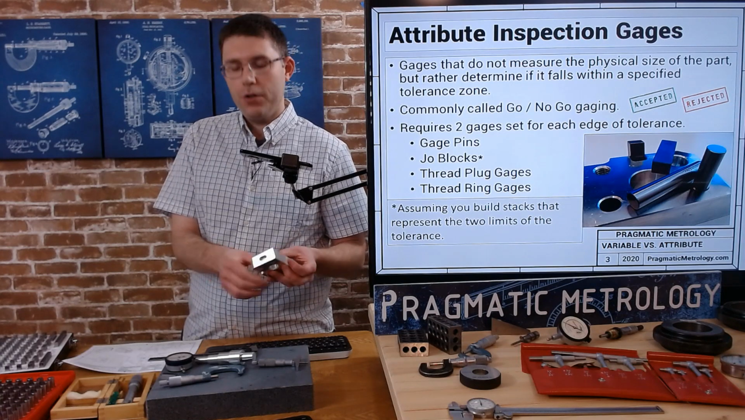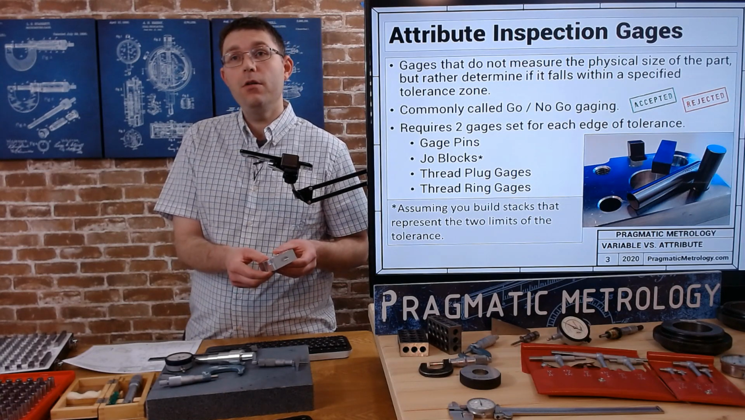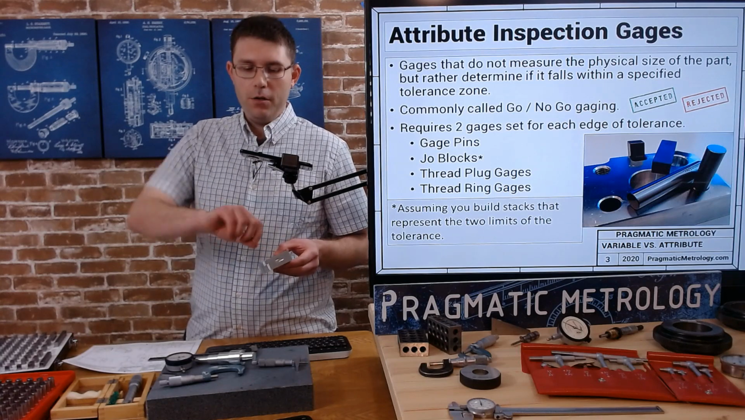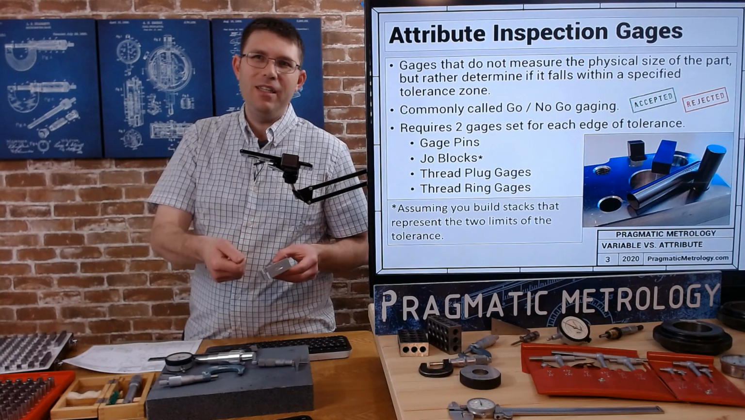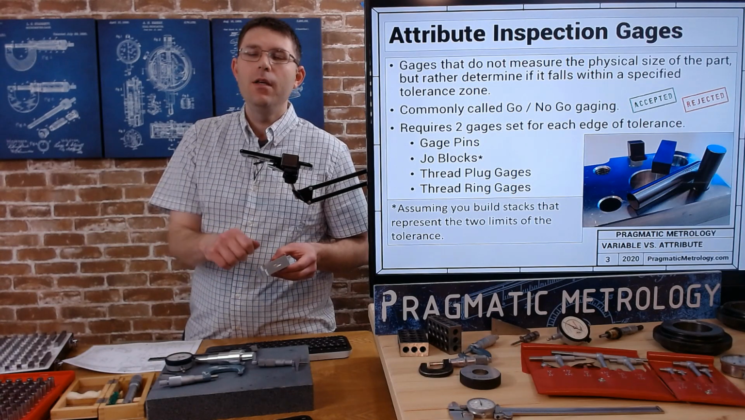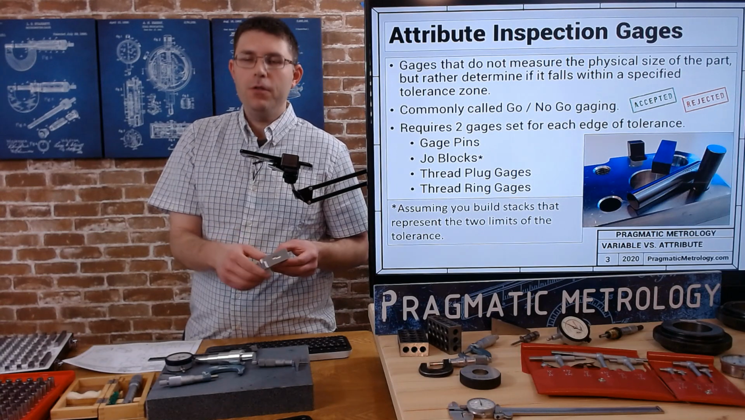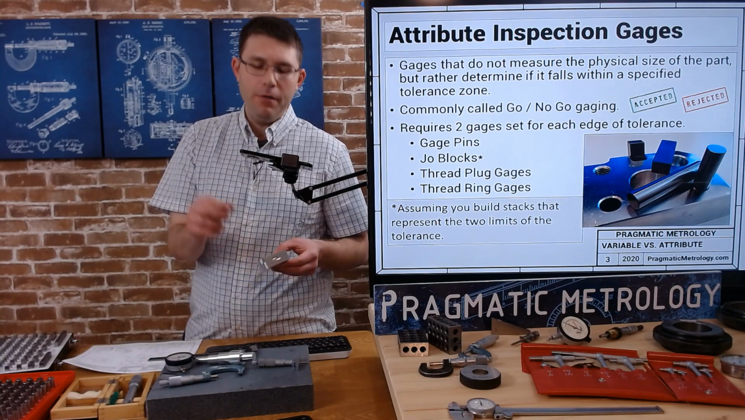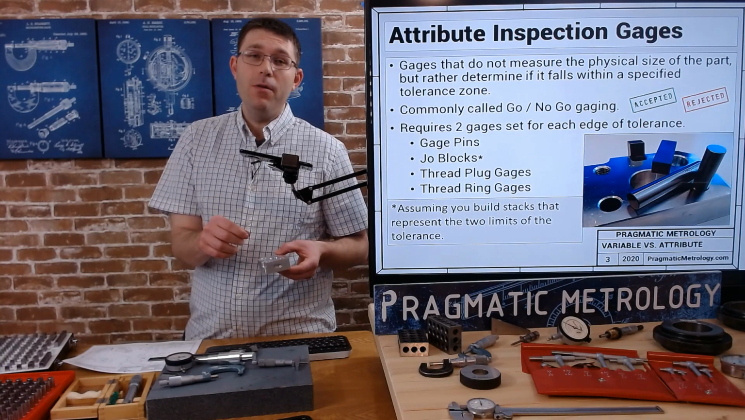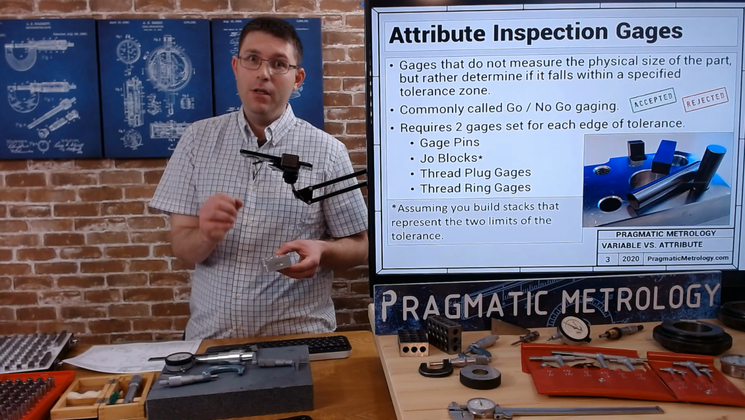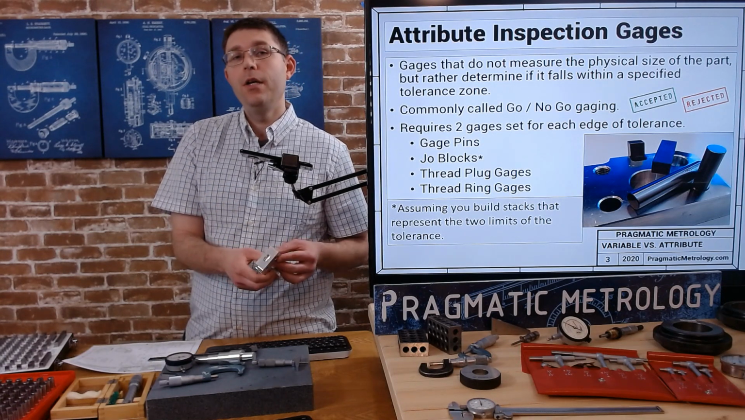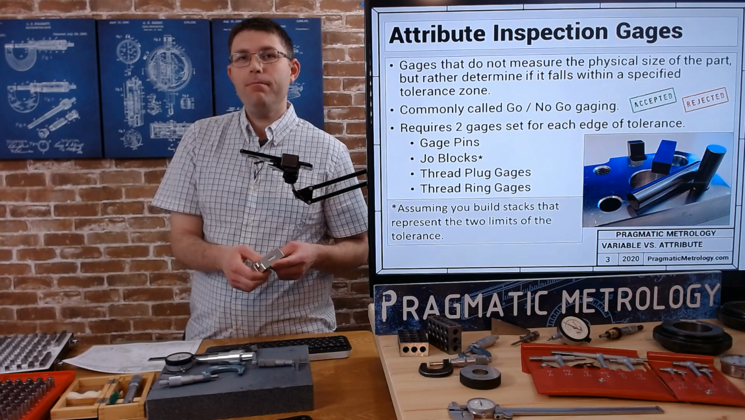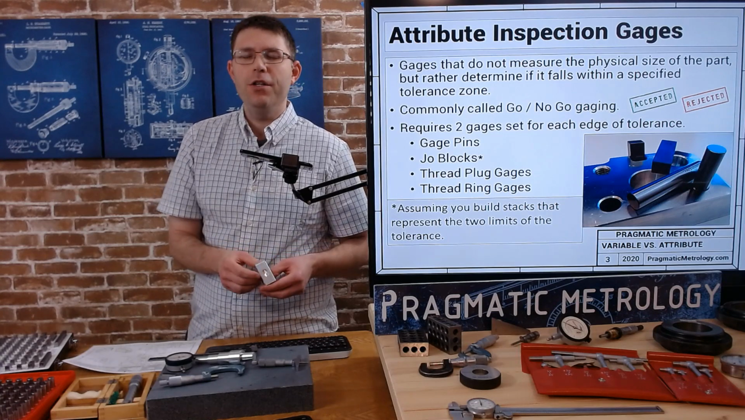Unfortunately, I don't have that right here to show you, but if this is a good part, you're going to thread in the go side, and then when you go to start the no-go, it's just going to stop. You might get a little half turn, 1 turn maybe, but eventually it should stop if the thread's good. Now, if the no-go goes in, you're in trouble because the no-go should not go in, and that thread's been cut too large, which means you're going to need some rework, or you're going to scrap the part. There are ways to redo that thread, but it's tricky, and it'll depend on your part.